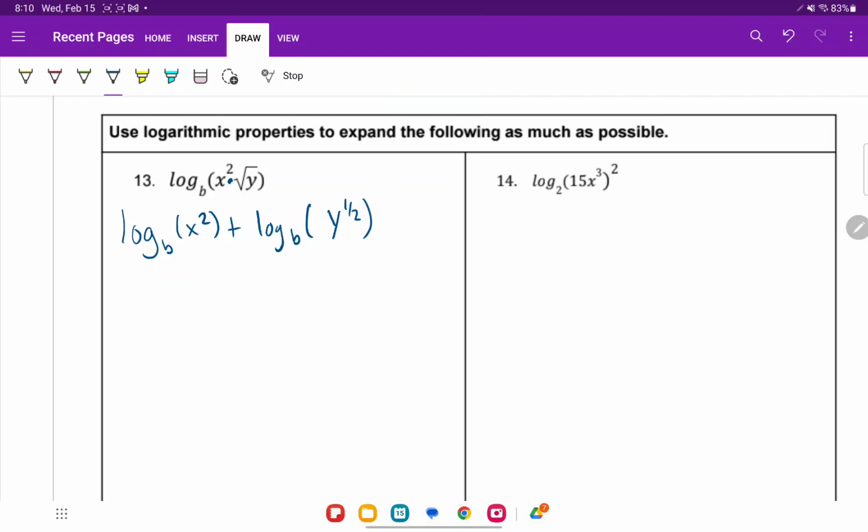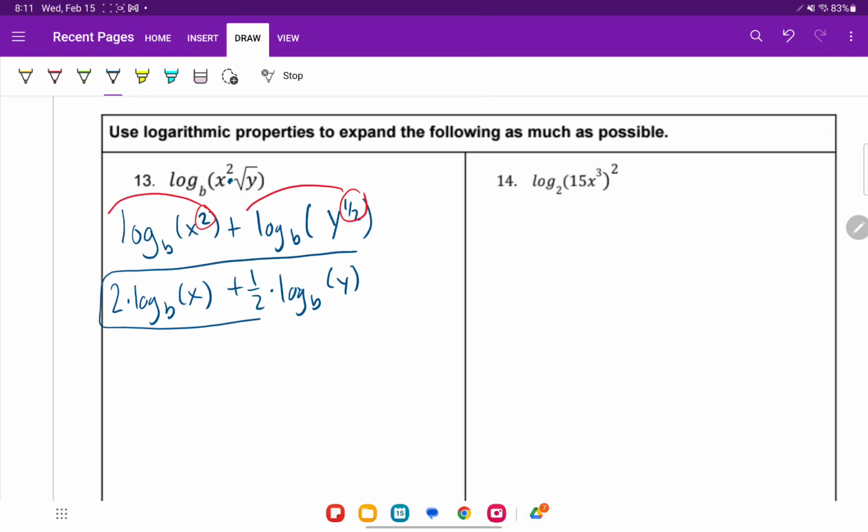We expanded it by addition. The second thing I'm going to do, I see these exponents right here. And hopefully you recall the exponents move to the front when you're expanding. All right, so now we have, for the first one, 2 times log base b of x plus, now the 1/2 goes in front of log, 1/2 times log base b of y. And then before we say this is our final answer, we look to see if we can simplify anything else, and nothing reduces. So this is going to be our final answer.